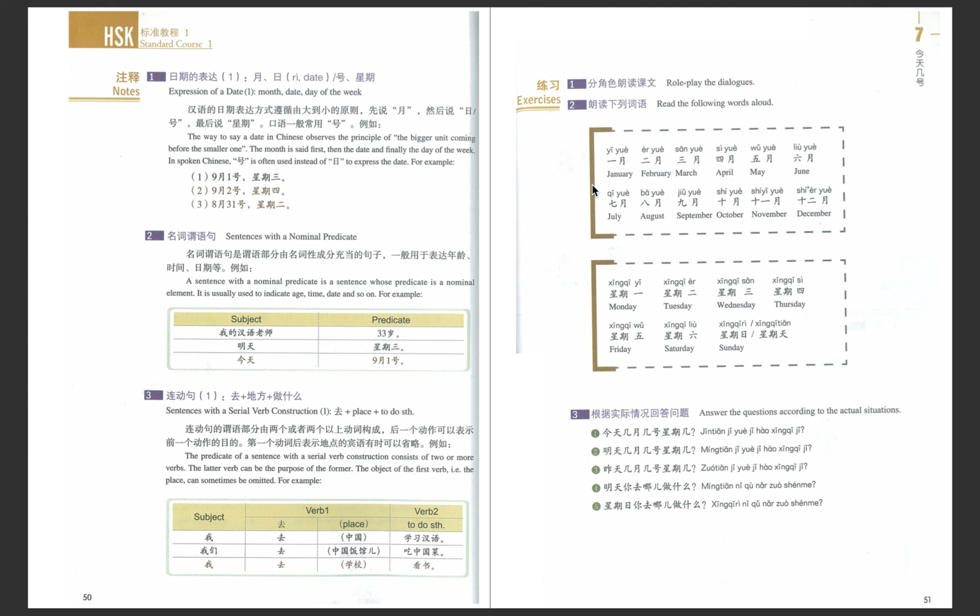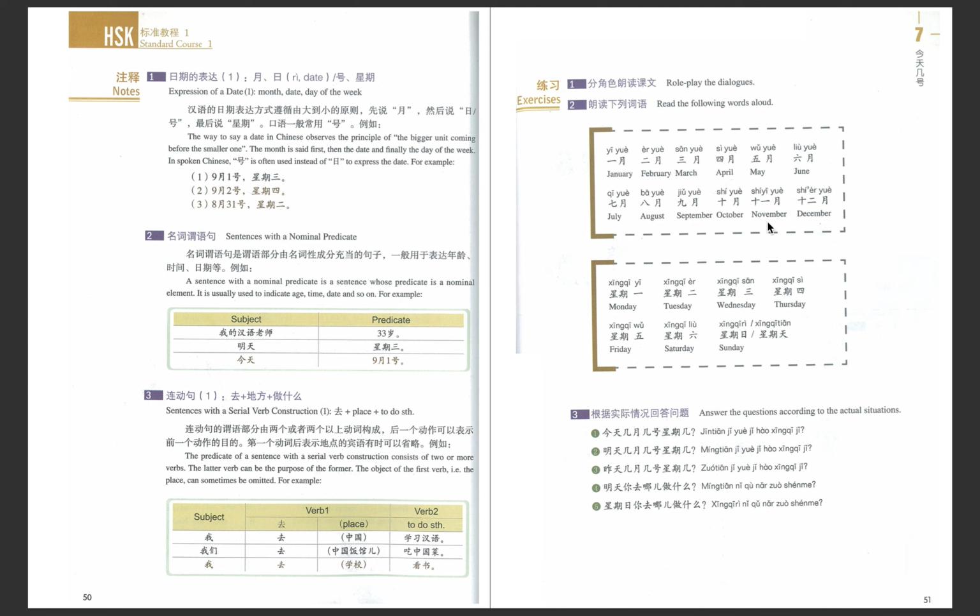So yeah, you just count. 一月 January. 二月 February. 三月 March. 四月 April. 五月 May. 六月 June. 七月 July. 八月 August. 九月 September. 十月 October.